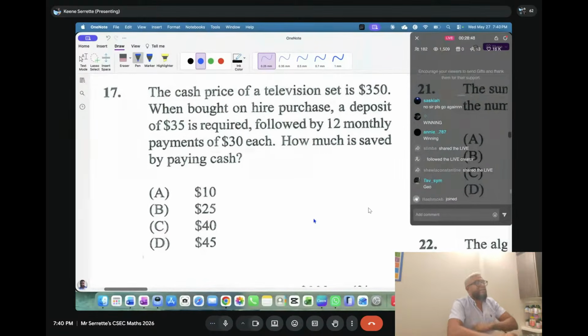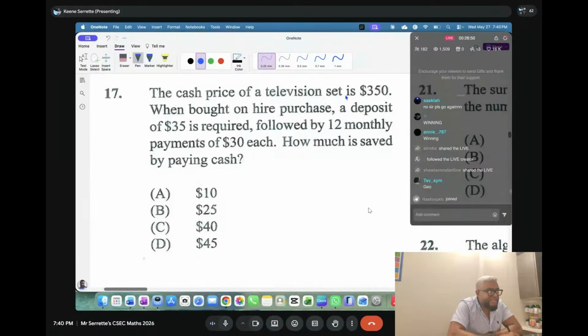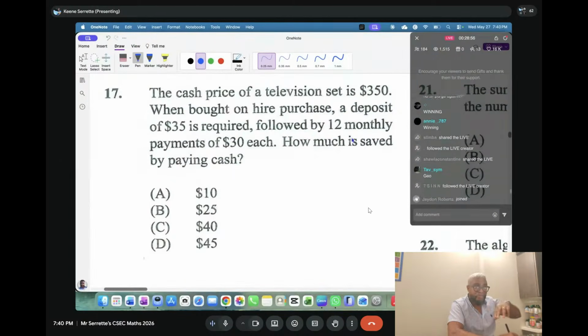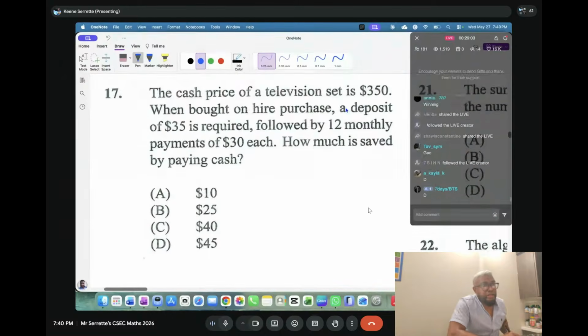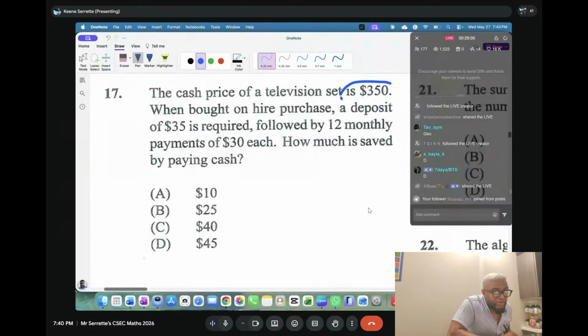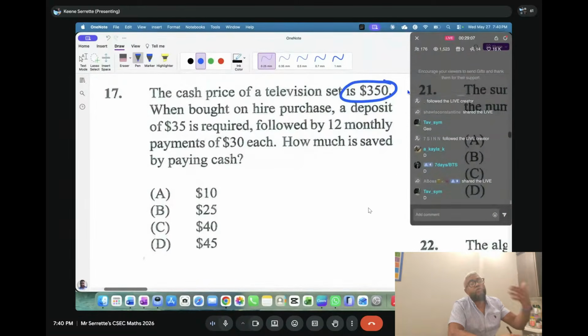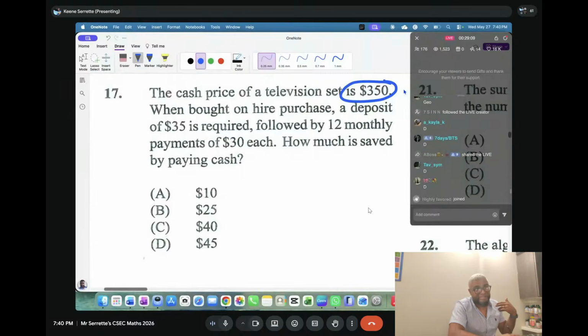There you go. The cash price of a television set is $350. When bought on hire purchase, a deposit of $35 is required, followed by 12 monthly payments of $30 each. How much is saved by paying cash? So you could go into the store, pay this amount, and walk out with the television, right? But hire purchase is a little different.